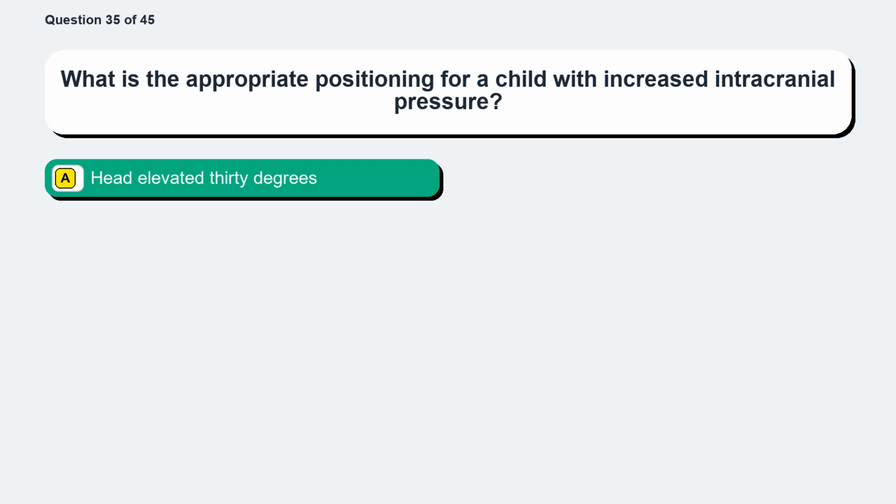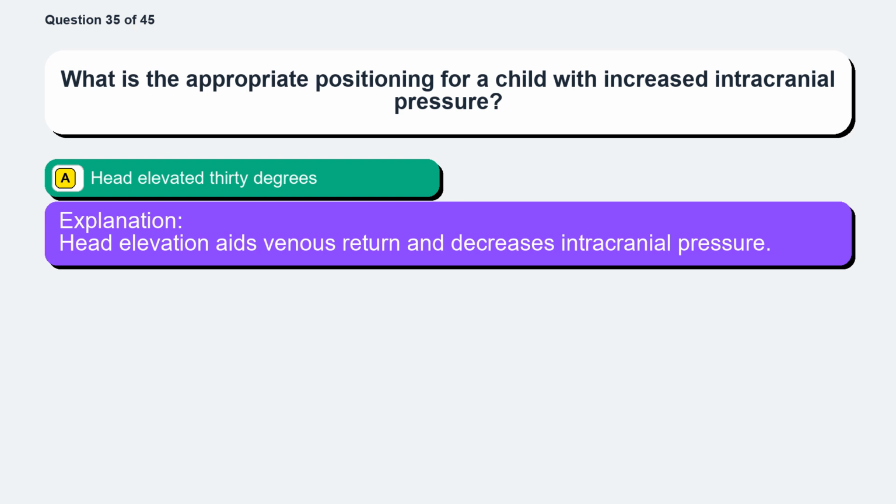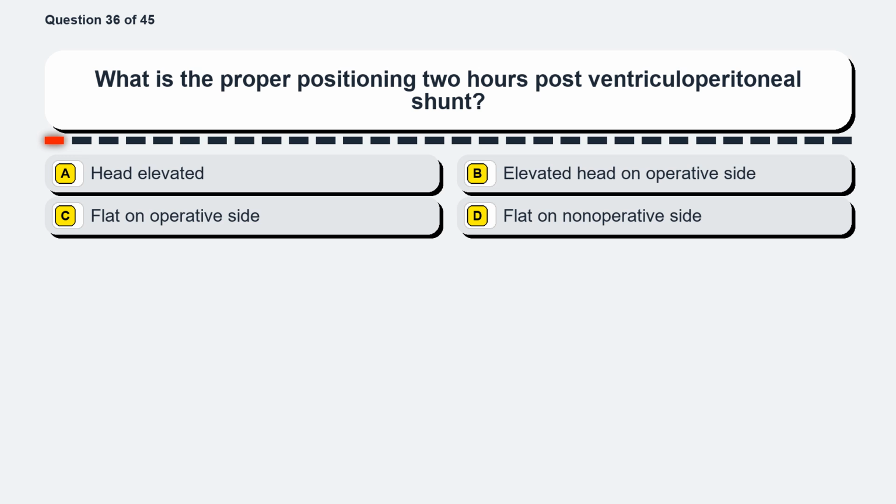The correct answer is option A. Head elevated 30 degrees. Head elevation aids venous return and decreases intracranial pressure. Question 36. What is the proper positioning 2 hours post-ventriculoperitoneal shunt? Option A, head elevated. Option B, elevated head on operative side. Option C, flat on operative side. Option D, flat on non-operative side.